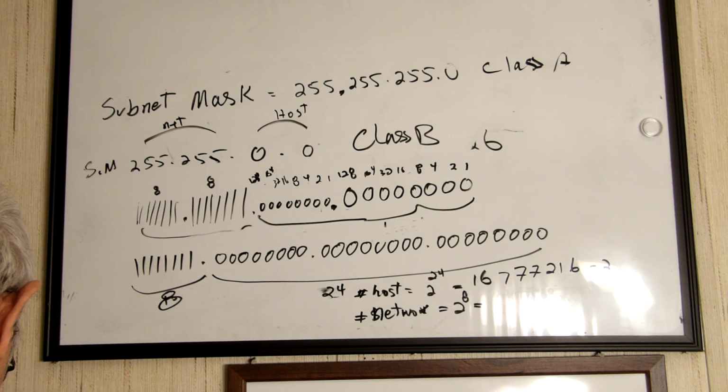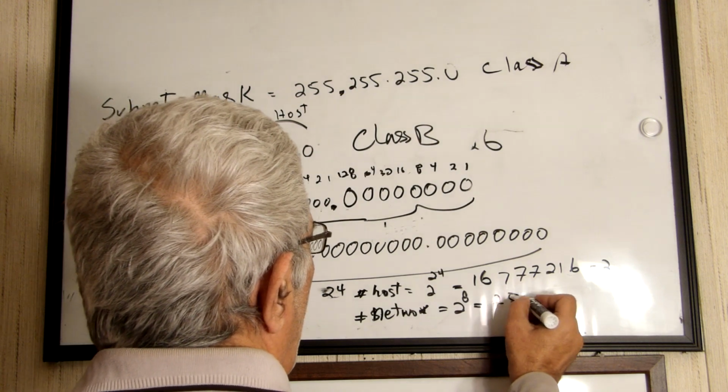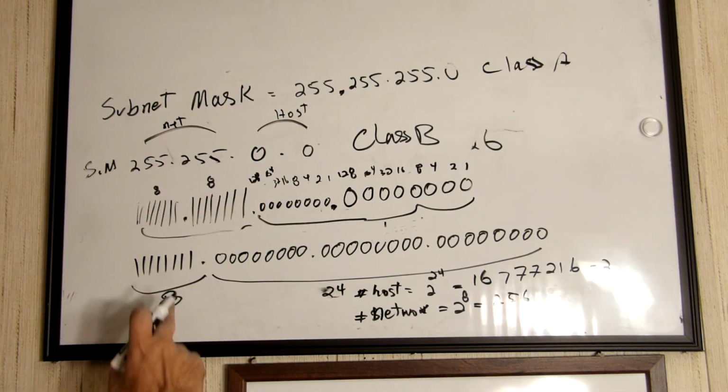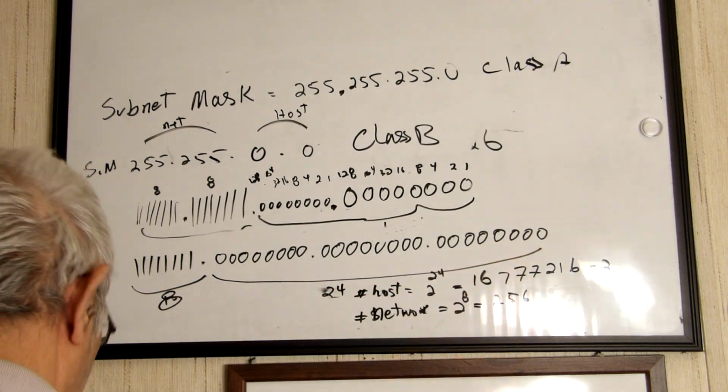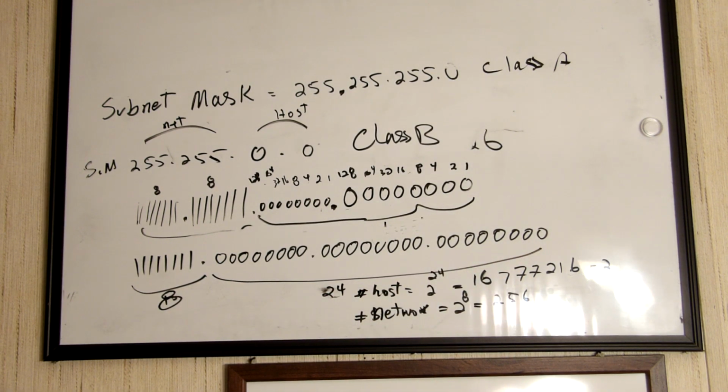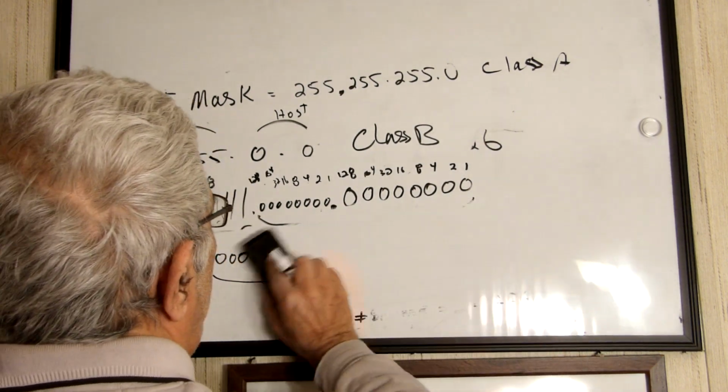And this one is going to be 2 to the power of 8, 256. So here the number of networks is less. Now here the number of hosts is a lot bigger, a lot larger.